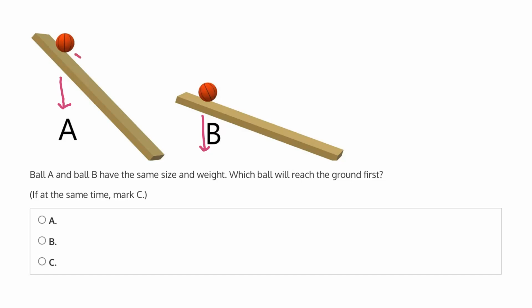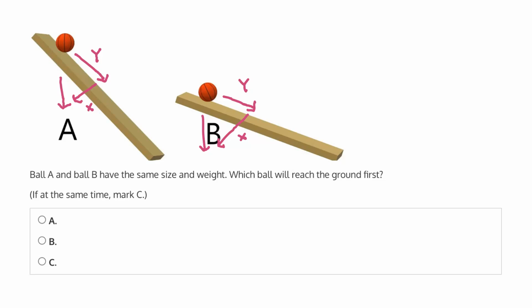So in A, that y component will look something like this. And in B, it will look something like this. For ease of reference, we can also draw the x component into both pictures, just to make it clear to see. So we can label this x and y here, and likewise y and x.